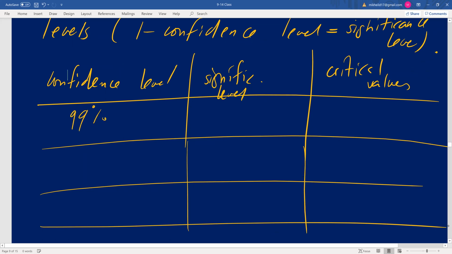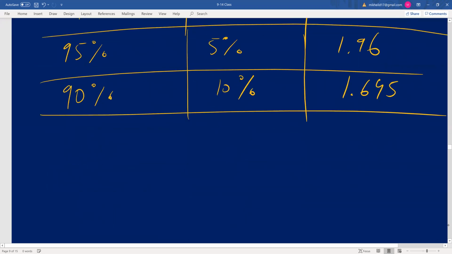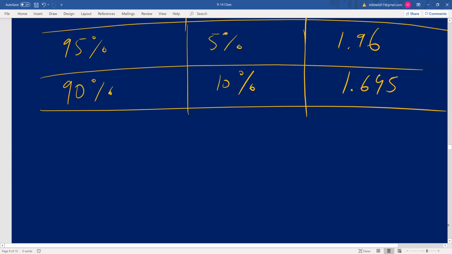99%, so 1%, because 100 minus 99, and this is 2.58. 95%, 5%, 1.96. 90%, 10%, 1.645. This table is valid.